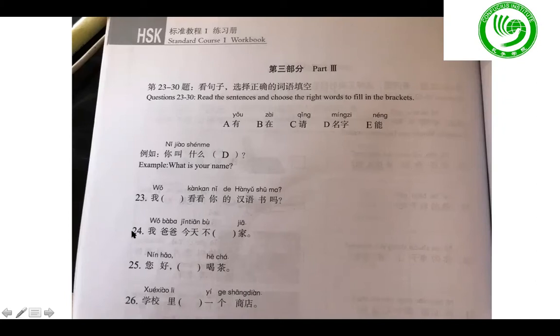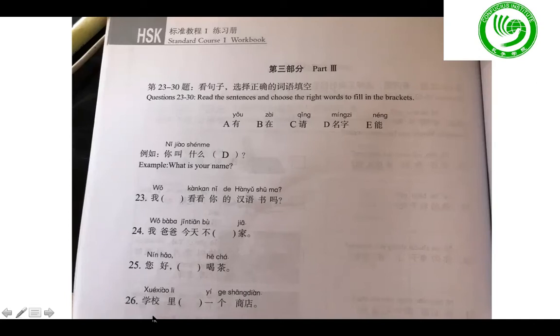24. What is your answer? Could you please read this sentence? 我爸爸今天不在家。My daddy is not at home today. 25. Which one you've got? Yes. 请，您好，请喝茶。Please drink the tea.